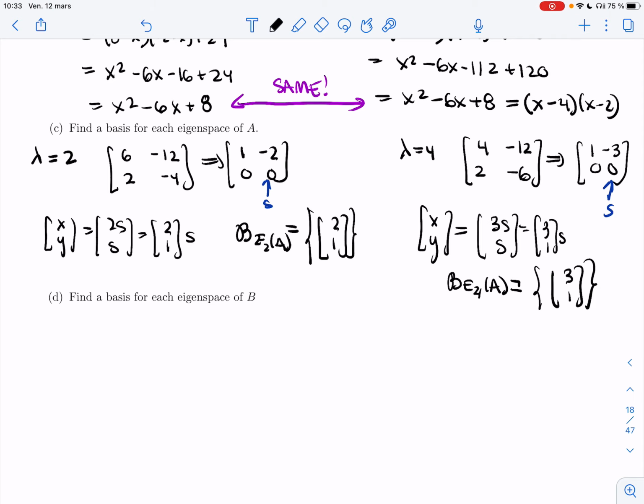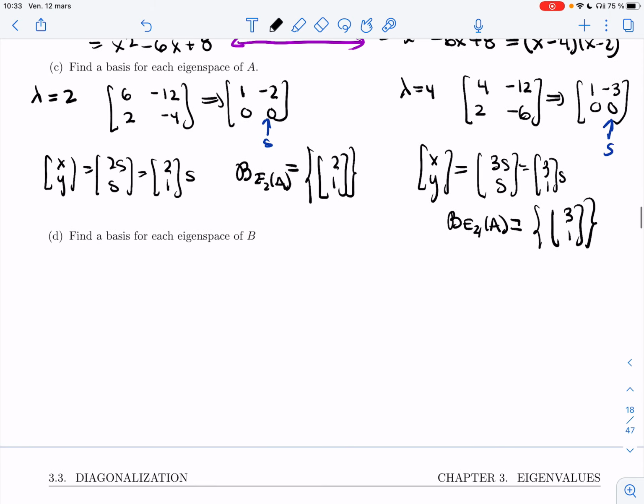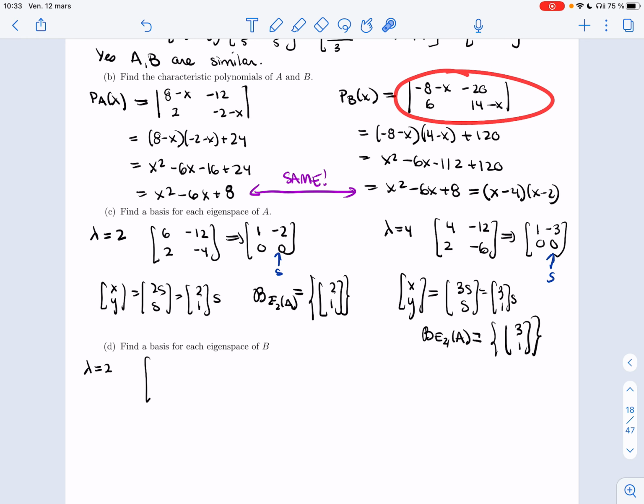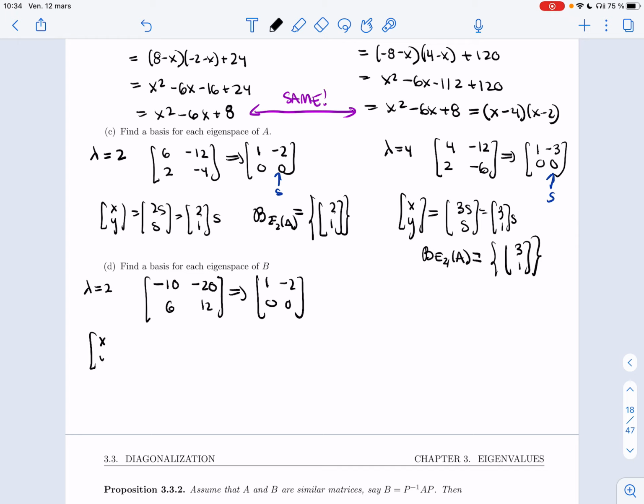All right, so I want to see how this compares to the situation for B. I want to see if the eigenvectors for B are the same. So let's try lambda equals 2. What was B? I have it here. I just need to plug in 2 as x, so I get -10, -20, 6, 12. When I reduce this, I get exactly the same thing as above. Very cool. So x, y would be 2s, s again, so (2, 1) times s. So the basis for E_2 of B is (2, 1). Very nice. This is the same.